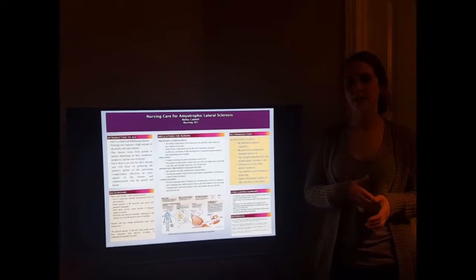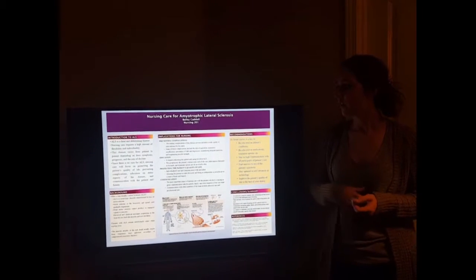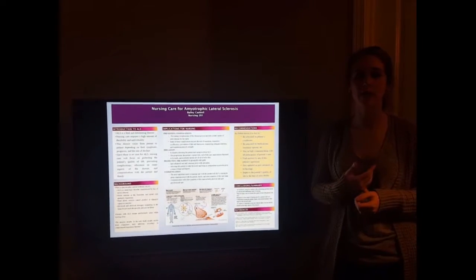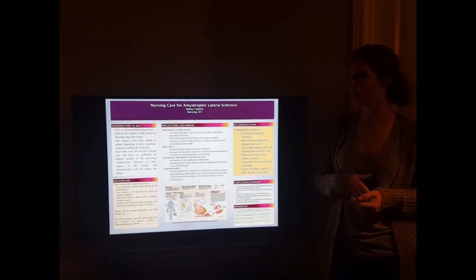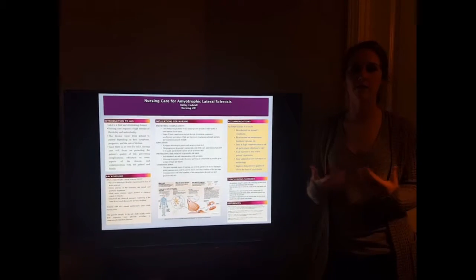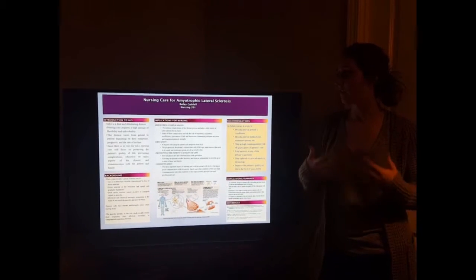There are many different implications for nursing. Preventing complications, education, protecting the patient's quality of life, and communication all fall under this category. Preventing complications of this disease process includes a wide variety of interventions for the nurse.